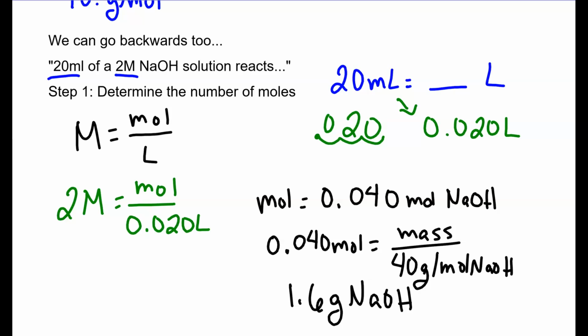Okay, so that was a basic idea of how you go through these types of problems. I'm going to post some practice problems on this tomorrow, and I want you to use this idea to be able to solve for the number of moles or the number of grams.